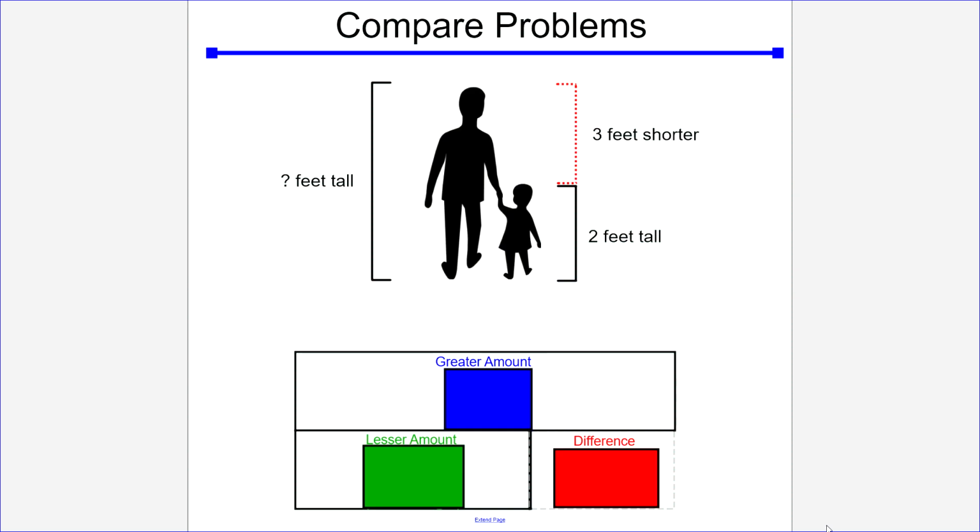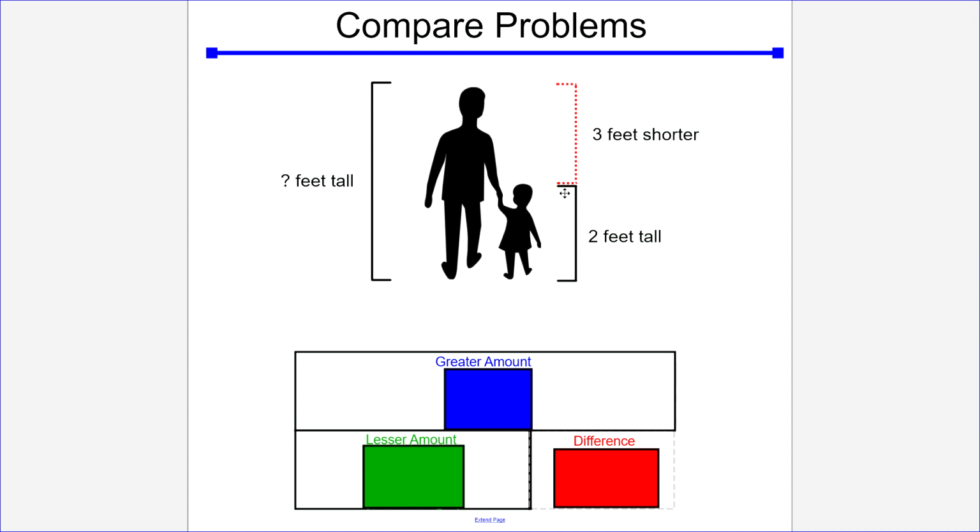Let's go ahead and look at another compare problem with a missing greater amount. Here you can see I have a picture of an adult and a child. Clearly, the adult is taller and the child is shorter. We do not know the height of the adult, but we do know that the child is 2 feet tall, and we know the difference between the height of the child and the height of the adult. The child is 3 feet shorter than the adult.